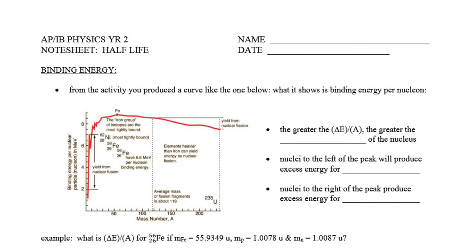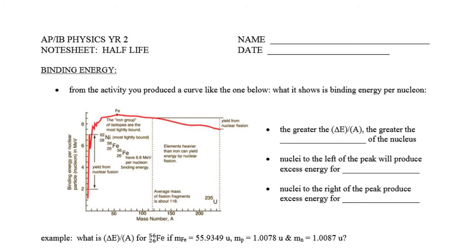So we did an activity in class where we were looking at creating a graph of binding energy per nucleon versus the number of nucleons, the mass number. And what we saw was that there was this curve, a drastic spike up, and then this kind of tailing off.